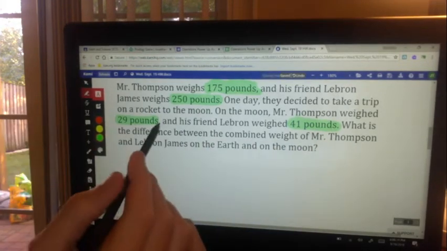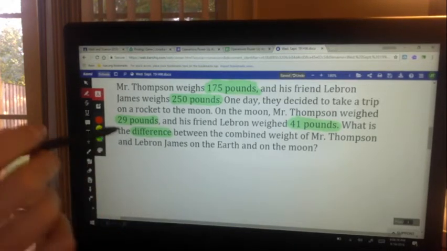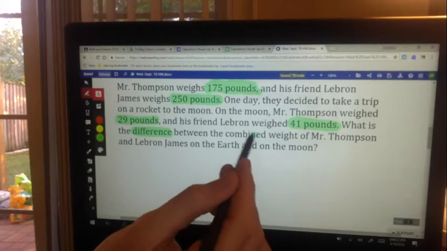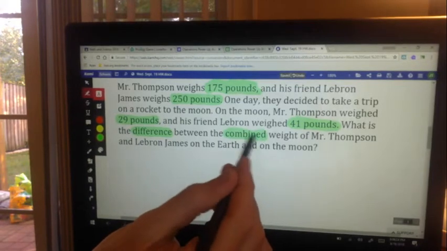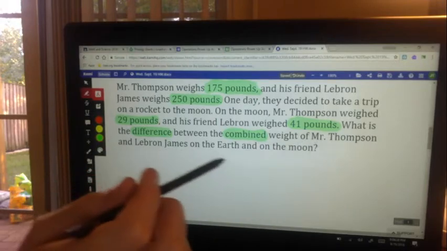What is the, oh, I see this word, difference? Notice I'm highlighting as I go. It makes it a little easier. What is the difference between the combined weight of Mr. Thompson and LeBron James on the Earth and on the moon? So a lot going on there. It gives me a lot of numbers. It gives me a lot of information. The first thing I know is that we're going to combine something, and then we're finding the difference.